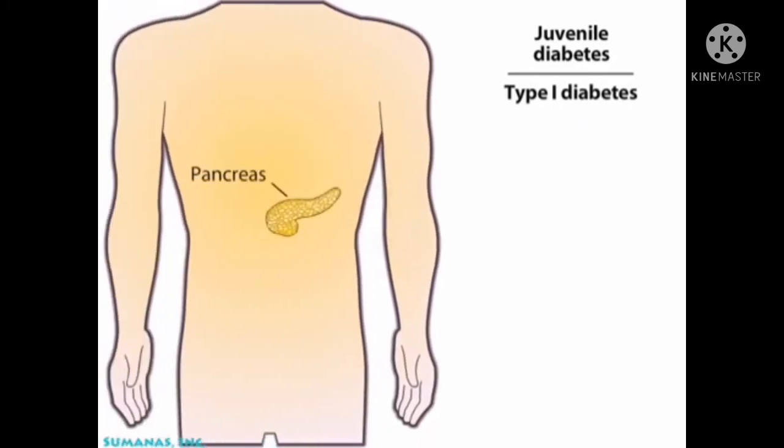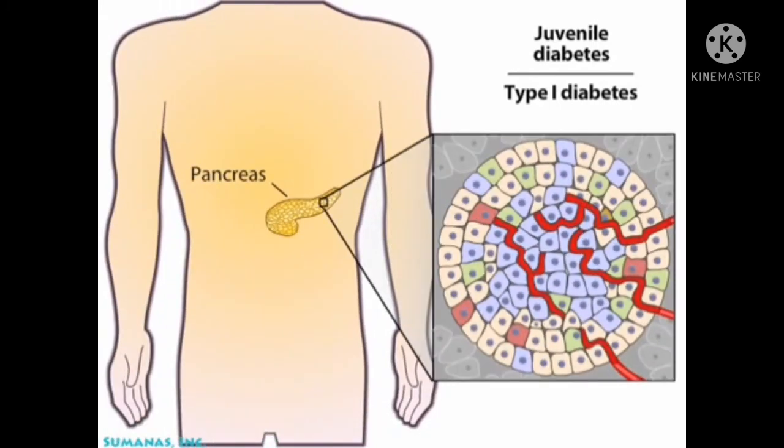In type 1 diabetes, the immune system destroys beta cells. Without insulin, cells cannot take in glucose from the bloodstream, and blood glucose levels remain high. Type 1 diabetes is currently treated with a daily regimen of blood testing and insulin injections.